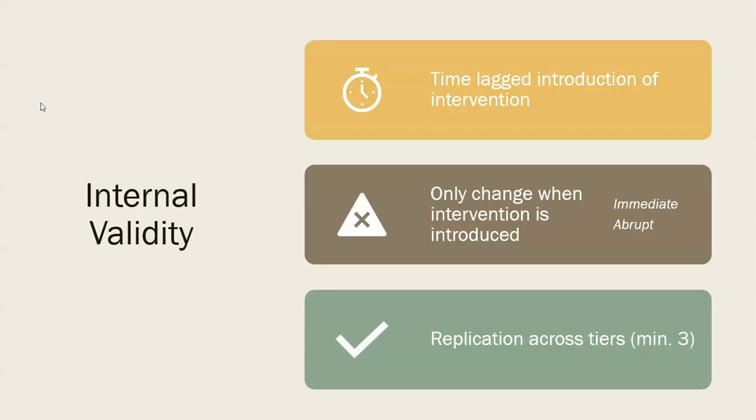We established internal validity with the multiple probe or multiple baseline design with a time lag introduction of intervention by showing that baseline levels stay low and stable while intervention is the only condition impacting the behavior change. And of course, if we have a replication across a minimum of 3 tiers, we can show replication of effect.